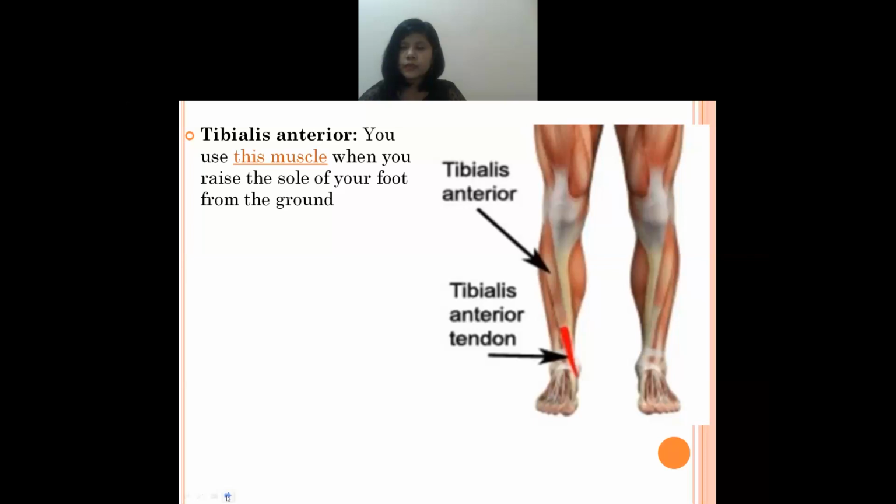Okay, did you understand or not? Tibialis anterior. Anterior means front, remember that. I'm explaining again. This is the tibialis anterior. It lies where? At the front part of your leg. And they help you in what? They help you in raising the sole of your foot. You just imagine this is your foot and the downside is known as sole, S-O-L-E, sole.